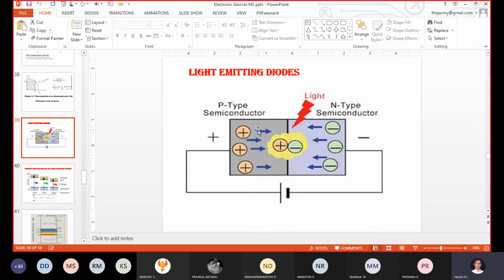So a few holes will start diffusing from p type to n type. Let us take around 20 holes diffusing from p type to n type. In the same way, 20 electrons will start diffusing from n type to p type. Due to this kind of diffusion, let us take the p substrate after the process of diffusion.